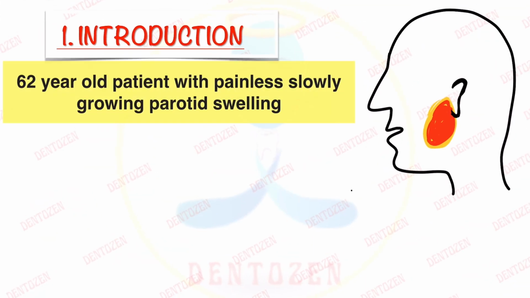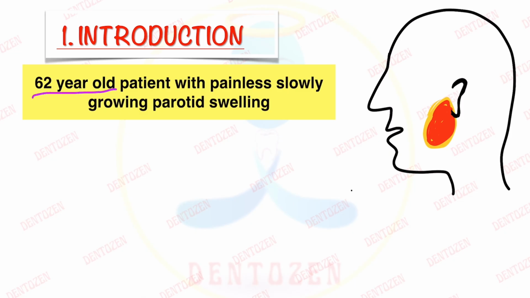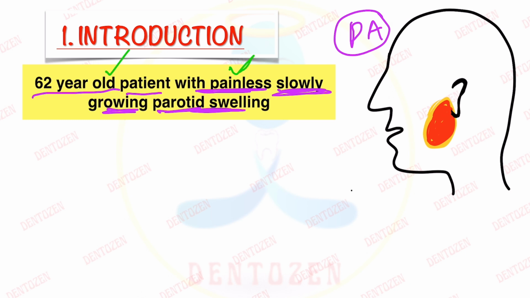Now imagine if a 62-year-old patient with painless, slowly growing parotid gland swelling comes to your clinic. What should come to your mind immediately? Yes, you should think about pleomorphic adenoma. In the last video we discussed that pleomorphic adenoma presents in this way. That is, it is seen in old patients. It presents as a painless swelling, slowly growing, present from long duration and seen in the parotid region.